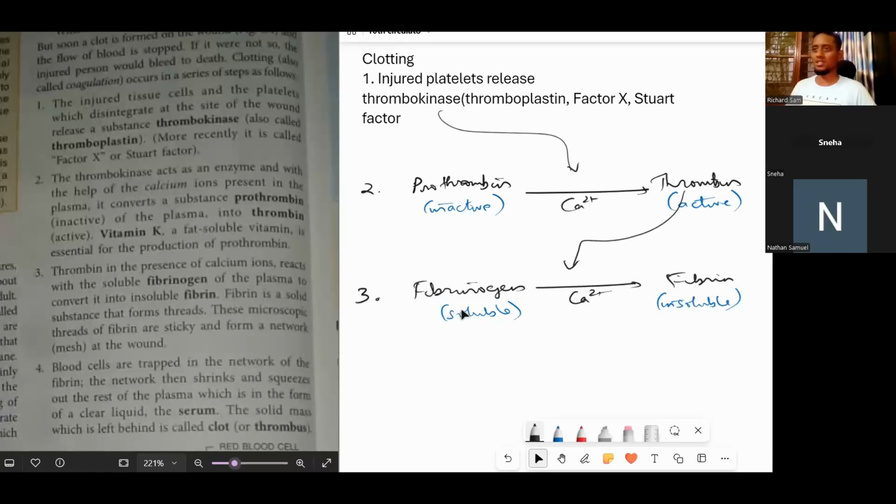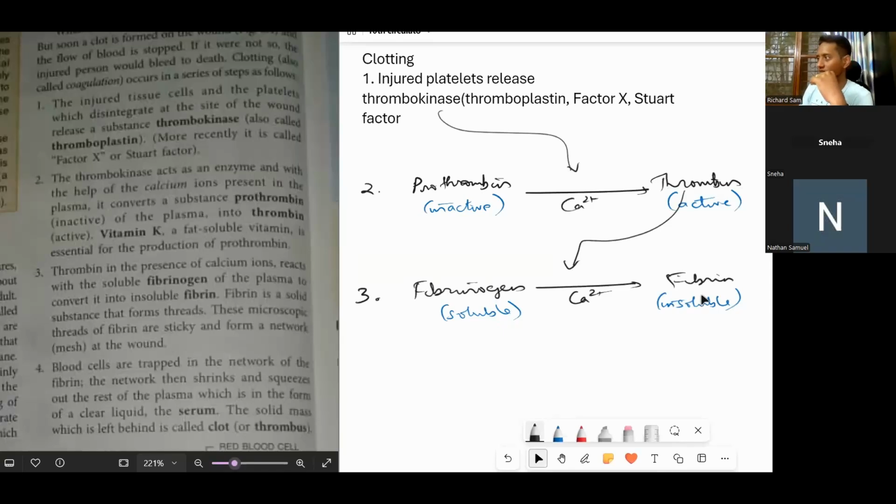That is a soluble substance. It is just dissolved in the blood. That is converted into fibrin, which is an insoluble thread-like structure, not solid, thread. And this thread-like structure will go and block the cut. And as blood is oozing out through that, it will get blocked in that mesh and the clot is formed.